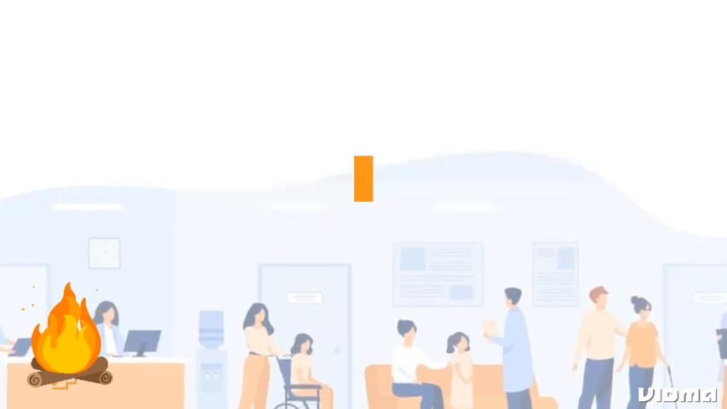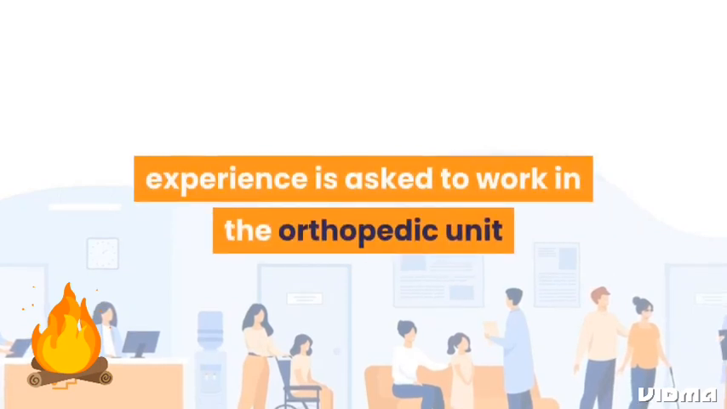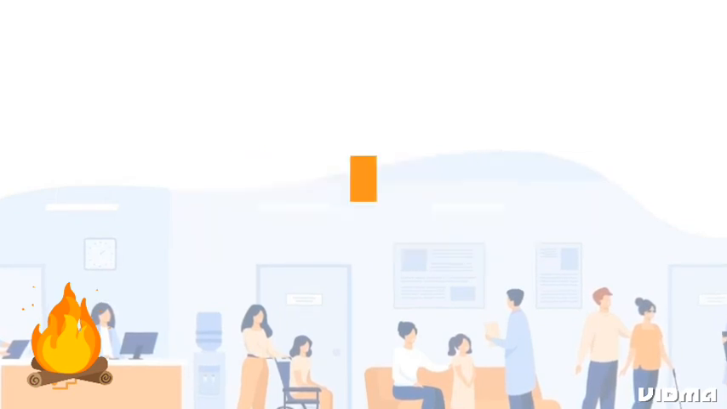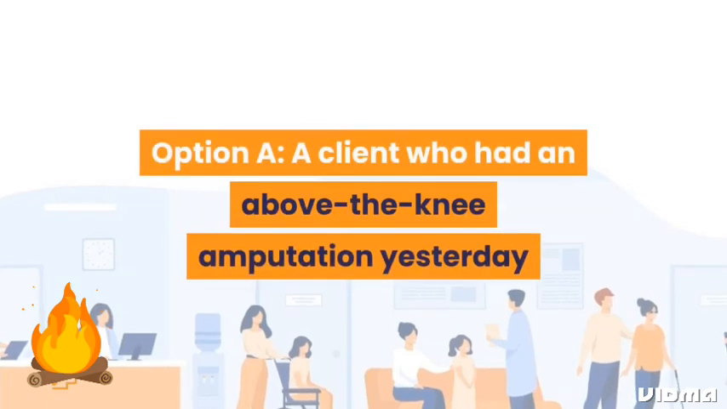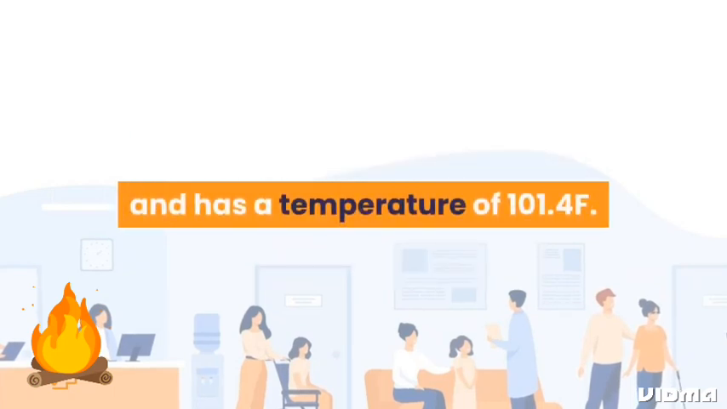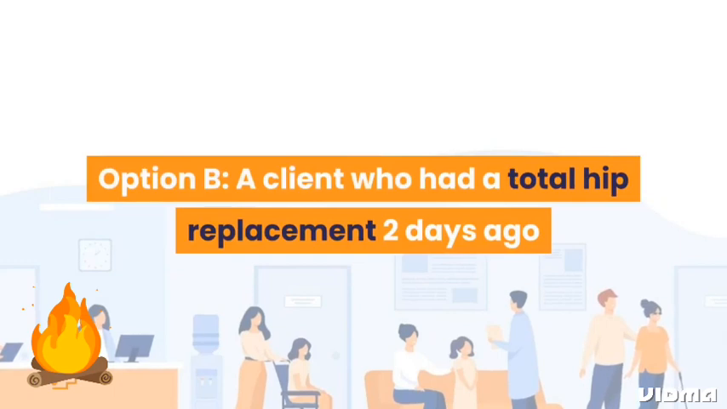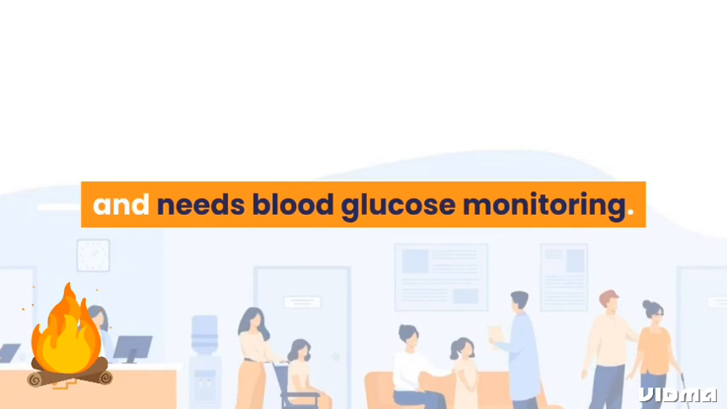Question 20. A nurse with medical surgical unit experience is asked to work in the orthopedic unit and has no orthopedic nursing experience. Which among the following patients can be assigned to the medical surgical nurse? Option A, a client who had an above-the-knee amputation yesterday and has a temperature of 101.4 F. Option B, a client who had a total hip replacement 2 days ago and needs blood glucose monitoring.